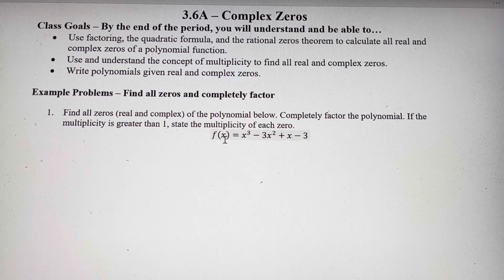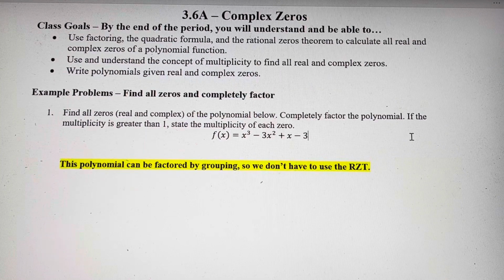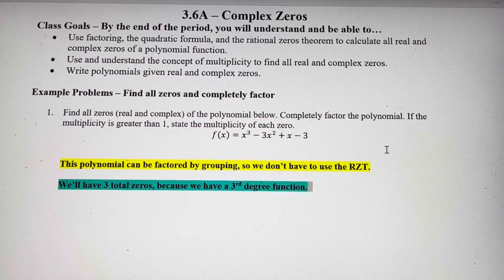So we've got a third degree polynomial here, 4 terms, okay? Hopefully you recognize that we can factor this one by grouping. So we don't have to go through the process of using the rational zeros theorem here because we can factor by grouping. So let's do that first. Also understand we've got a third degree function, so we're going to have 3 total zeros. Some may be real, some may be complex. We're probably going to have a combination of those 2 types.